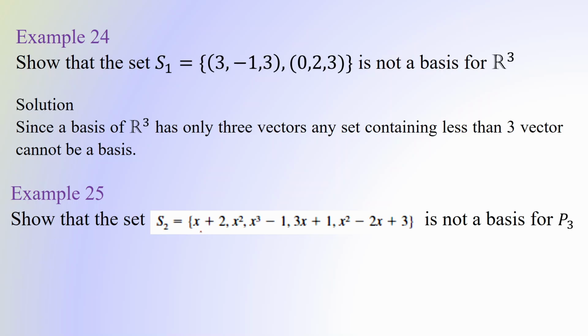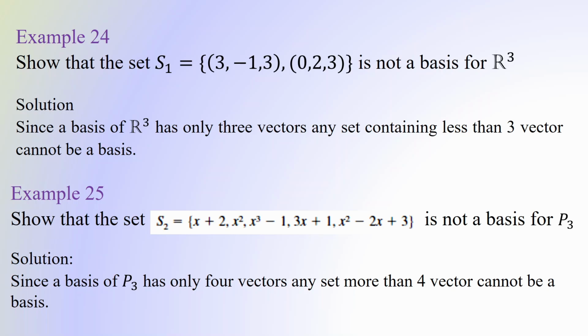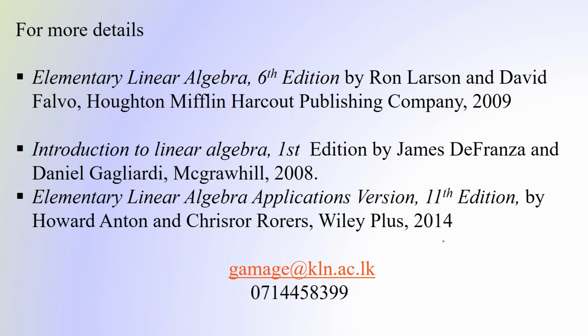Here we have x plus 2, x squared, x cubed minus 1, 3x plus 1, x squared minus 2 plus 1. How many vectors? 1, 2, 3, 4, 5. 5 vectors in S2, but we know that P3 should contain only 4 vectors. So therefore this is also not a basis for P3. Since a basis of P3 has only 4 vectors, any set of more than 4 vectors cannot be a basis. S2 contains 5 vectors, so it cannot be a basis.